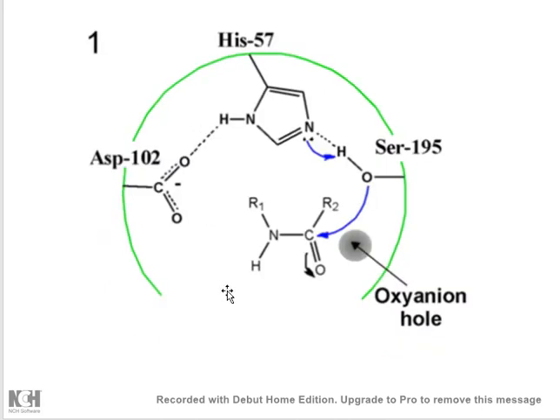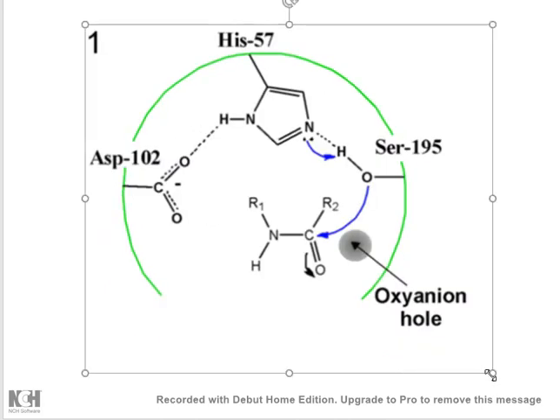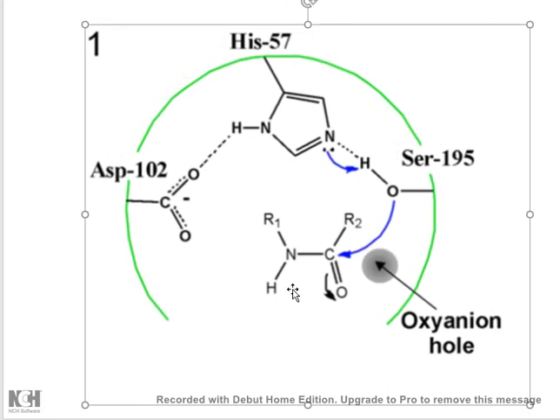On this slide, you can see the same catalytic site that is bound to its substrate. This is the peptide bond to be cleaved, and R1 and R2 are the remaining portions of the peptide to be cleaved.